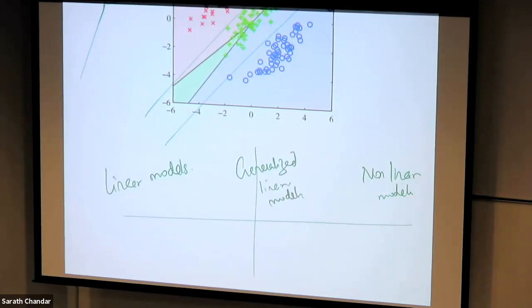Now, the generalized linear models are going to have nonlinear functions, unlike linear models, but their decision boundaries are still going to be linear. Why is that an advantage?